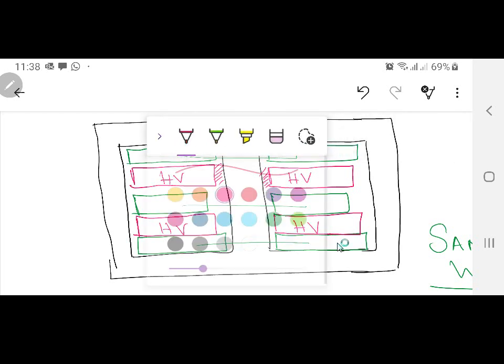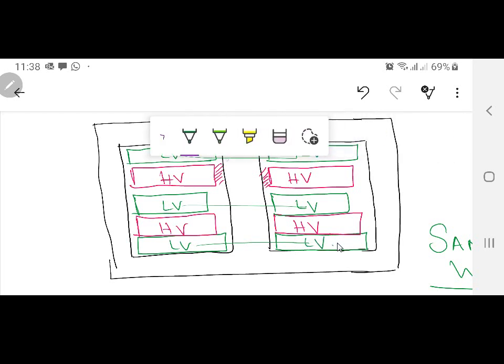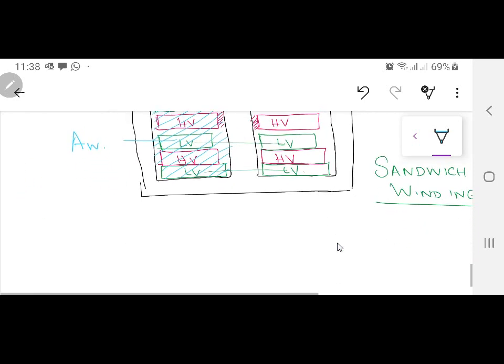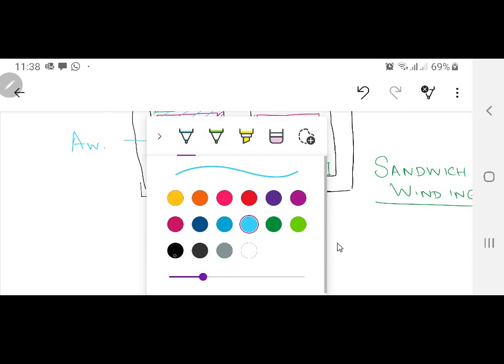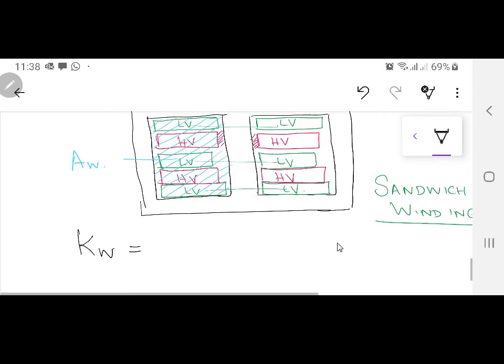Now same formula applied on this single phase core type. This is the low voltage, this is the low voltage, this is the low voltage winding, this is the low voltage winding. Now in this one, window area, this is that window area, this is that window area AW. Now same formula, if I want to now write down KW, what will be KW this time?